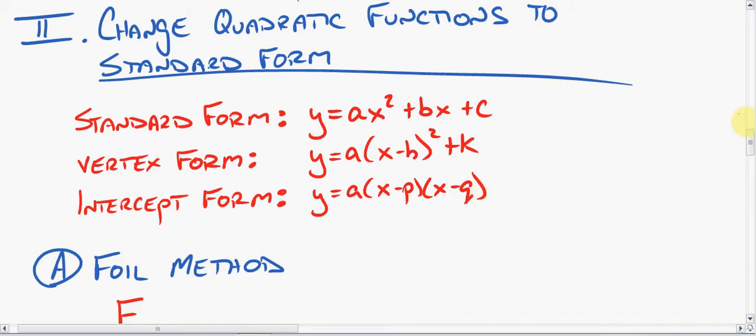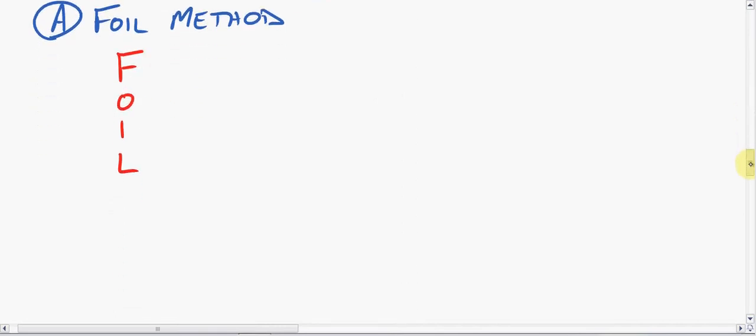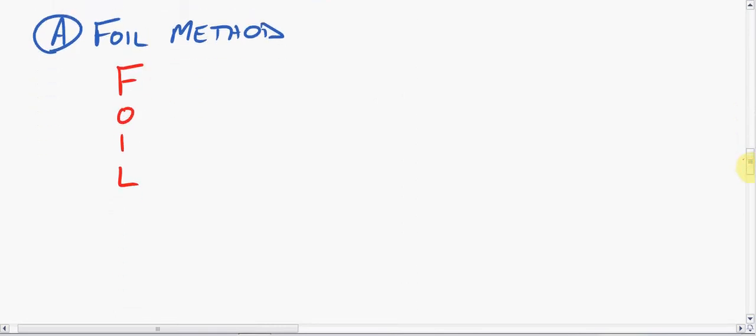So before we actually get into any problems, I do want to do a quick review of something called the FOIL method. We have seen it before, we've used it, we probably know it, but just in case you don't have it down 100% or you're unsure of yourself, we'll do a real quick review. So FOIL, what does it stand for? It's an acronym which will allow you to multiply two binomials together. We're going to look at the binomials x plus 4 times x plus 7.